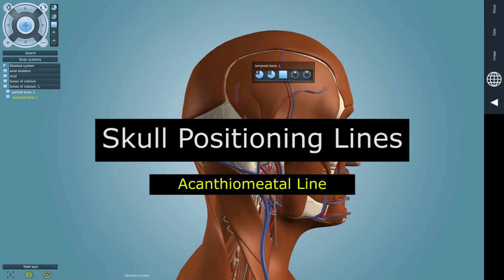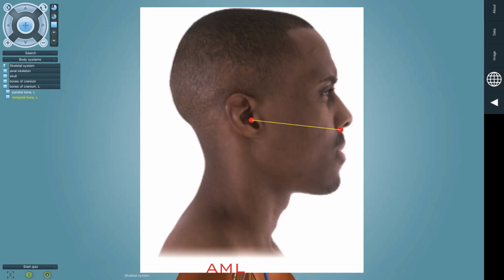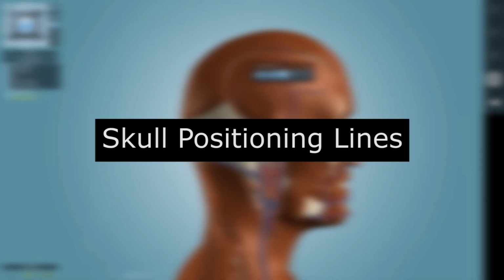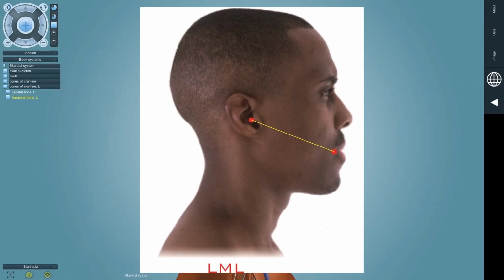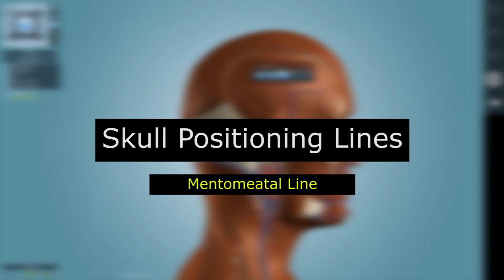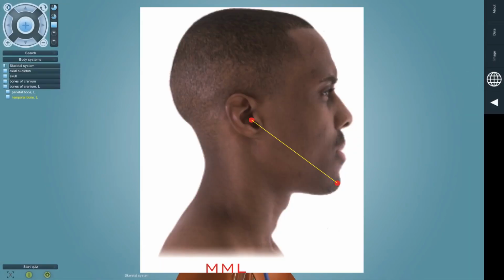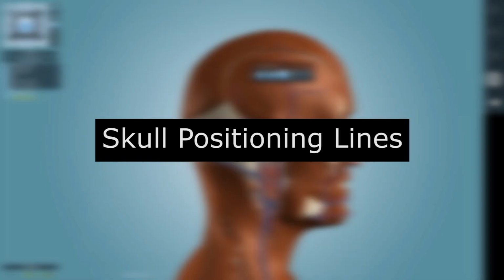Acanthiomeatal line. The acanthiomeatal line, or AML, is a line from the acanthion to the EAM. Lipsmeatal line. The lipsmeatal line is a line from the junction of the lips to the EAM. Mentomeatal line. The mentomeatal line is a line from the mental point to the EAM.